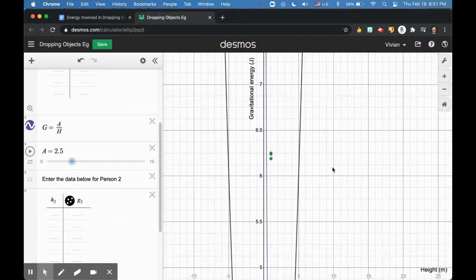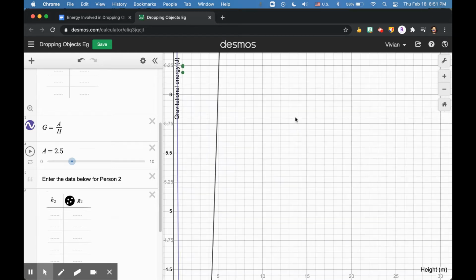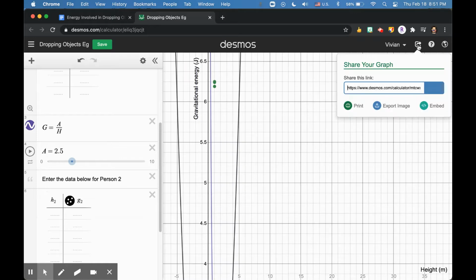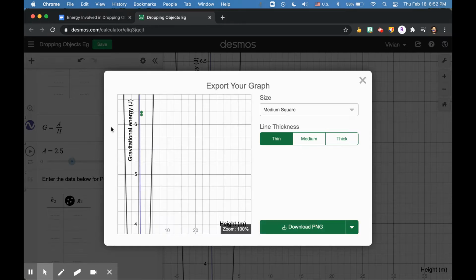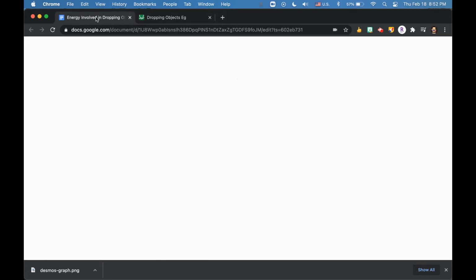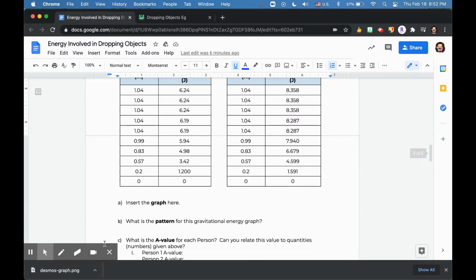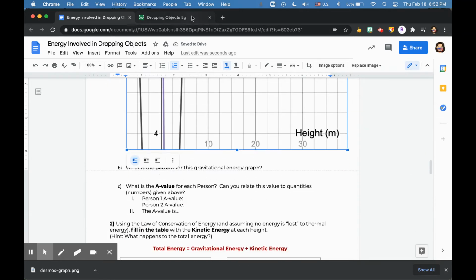Pretending that that's correct, I want to zoom out so I can see all of my data. Maybe zoom in. Play with the zooming until your data is good to see. And then I'm going to click Share Graph, Export Image. I'm going to make sure that when it loads I can see all of my data points. So if I need to zoom in or zoom out, I can do that. And then I'm going to download the PNG. After I download it, see that it pops up right here. If you have a Chromebook, remember it pops up over there. I'm just going to click and drag where it says Insert Graph. And then I have my graph. I can go on and answer the rest of my questions. All right.